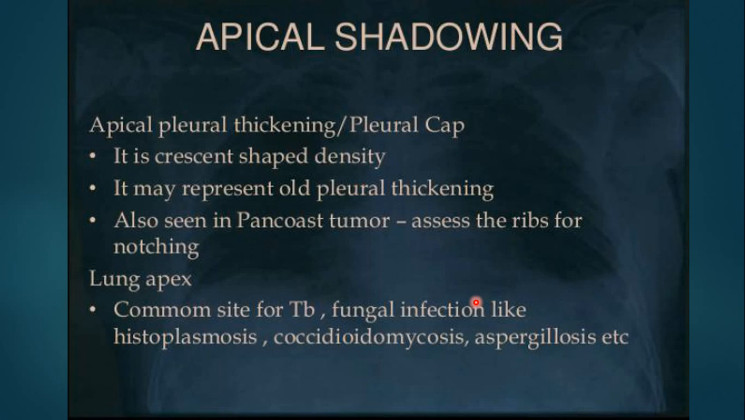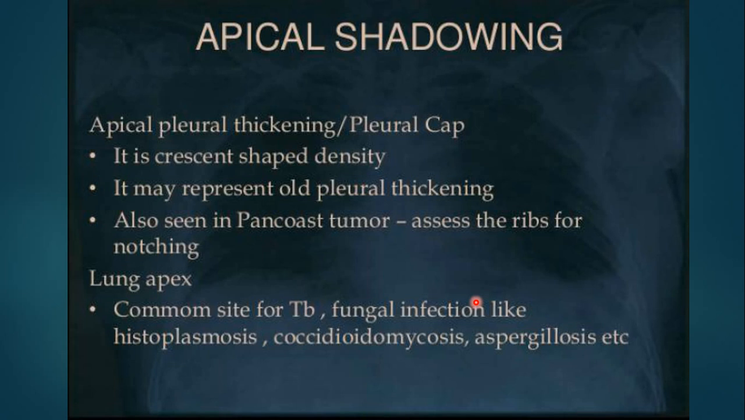Okay. So the apical pleural thickening, or what we call pleural cap, is crescent shaped, just an angulated soft tissue density that is seen in the apex of both chests, and it may represent old pleural thickening. It represents old pleural thickening for whatever reason that causes the pleura to be thickened, and also it's seen in past Pancoast tumor. So how can we differentiate it?